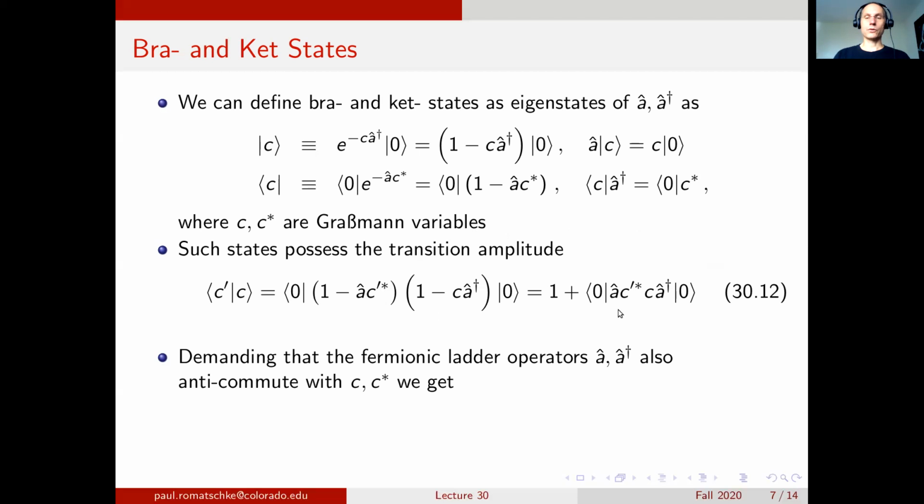If we also demand that the operators A and A dagger anti-commute with the Grassmann variables C and C prime, we find that we can just pull this through and get a minus sign, and get a second minus sign from pulling through the other operator. So we find that the transition amplitude is 1 plus the expectation value of C prime star C, which we can write again as the exponential of C prime star C by using the fact that the Grassmann variables are also nilpotent.